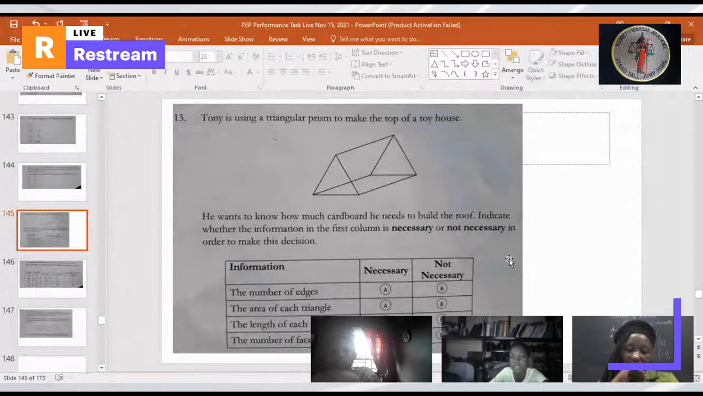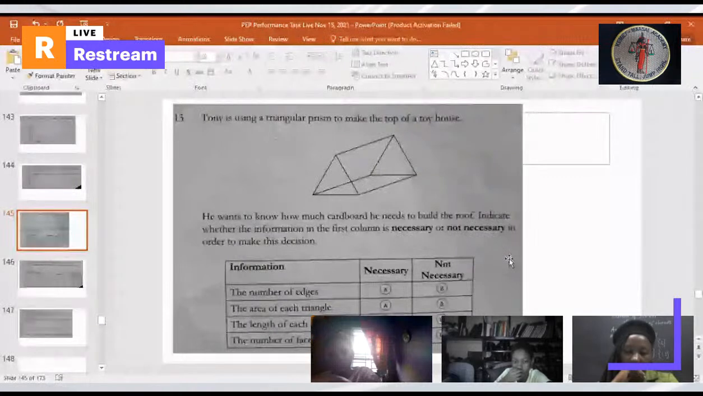Would he need to know the length of each rectangle? Oh, miss, that is the length of each rectangle. But miss, it's only one rectangle, so he doesn't really need to know. No, he just needs to build the triangles. No, there are three triangular parts. Miss, three rectangles.